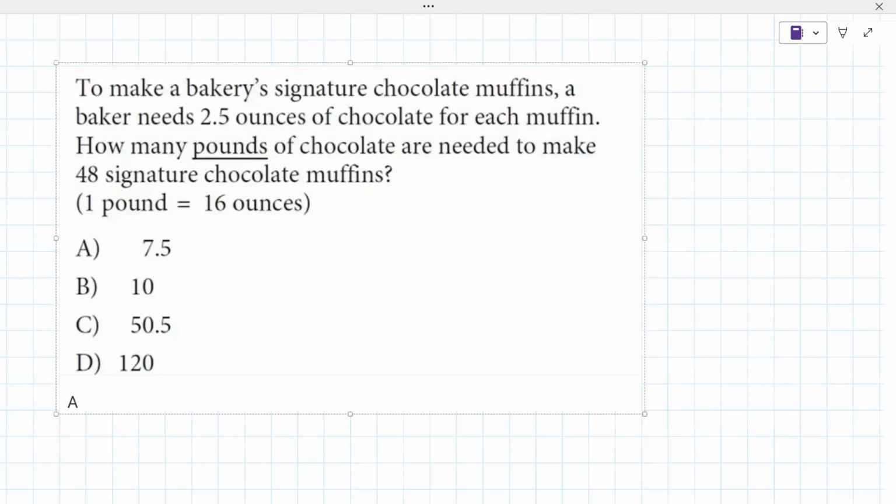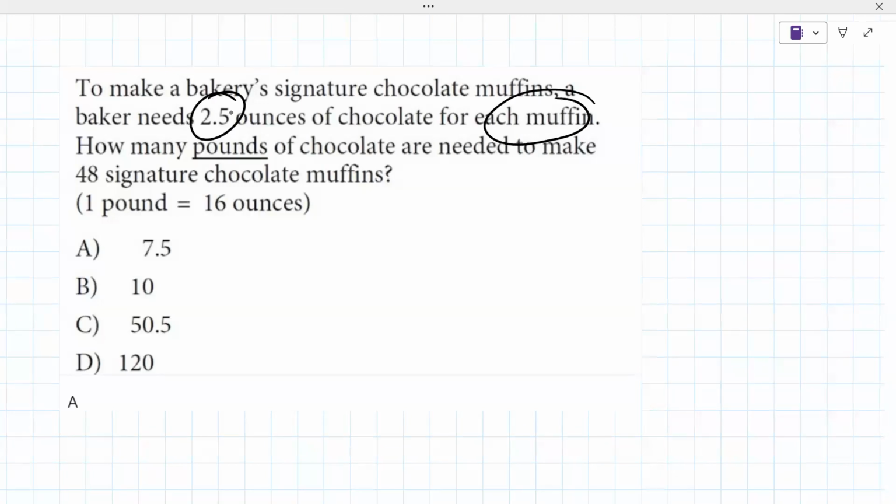So how many ounces do you need for the 48 muffins? You need 2.5 ounces for each muffin. Forget about the 16 for now. How many muffins are you making? 48. So how many ounces do you need for that? One muffin needs 2.5 ounces, and you're making 48 muffins.